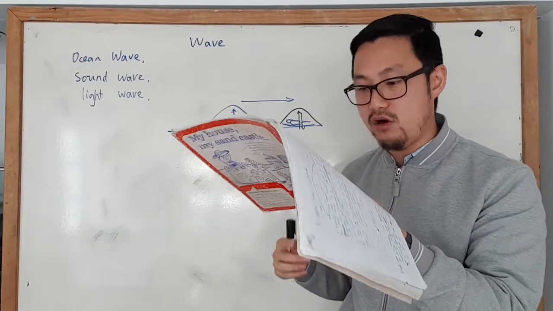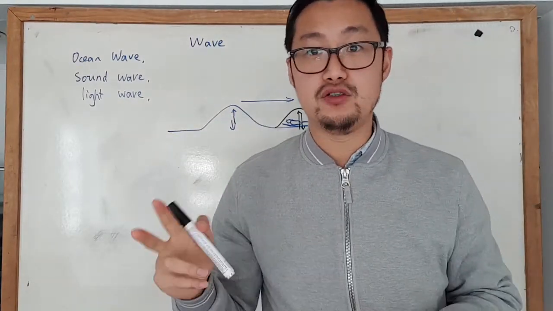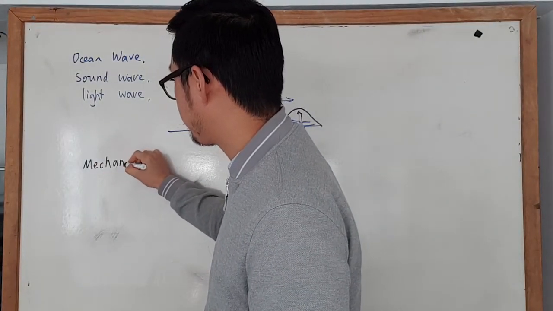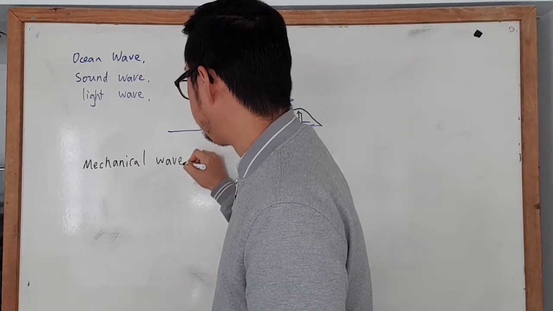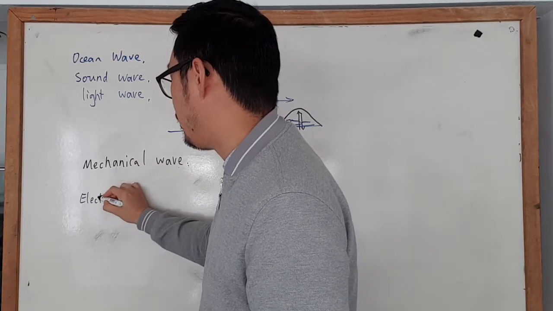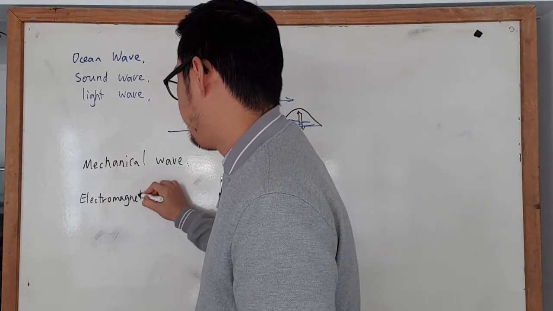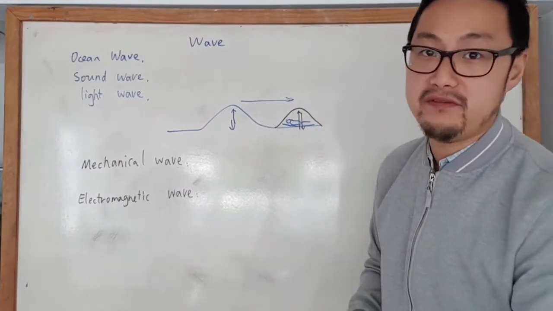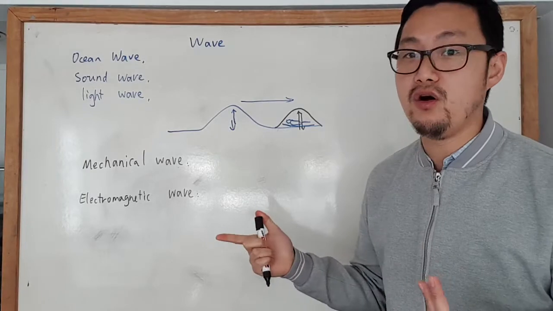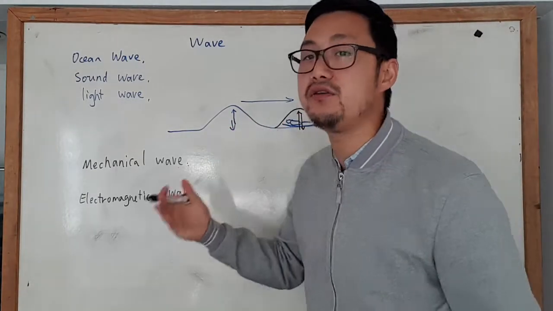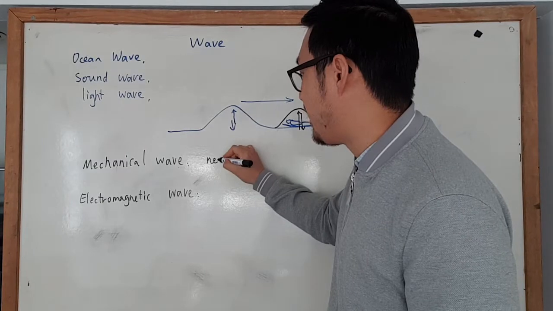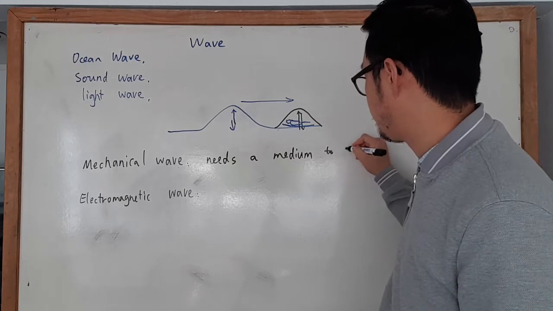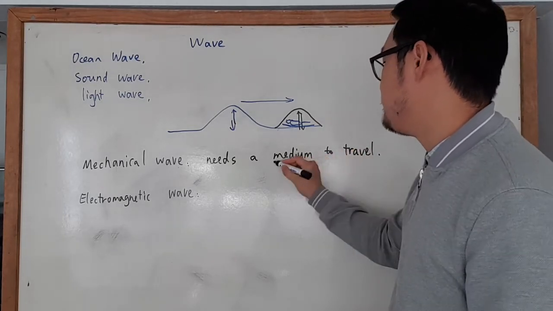And then waves, according to the nature of the wave, we can make into two types of wave. One is called a mechanical wave. And one is called an electromagnetic wave. Okay, so what is a mechanical wave? Mechanical wave, it needs material. So mechanical kind of means material. It needs material for it to travel. This material, we give it a name, we call it medium. It needs a medium to travel, okay?